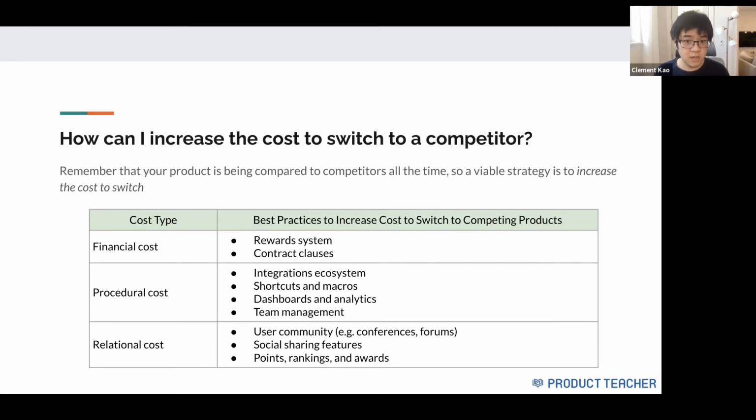And so as you can imagine, this integrations ecosystem can be a really powerful way to keep users with you over the long run because they're getting value not just out of your own product, but also out of all of the different partners that you work with. Another way to increase the procedural cost is to create shortcuts and macros within your own product, because that means that as users get more and more comfortable in using your product, they're not going to be able to take these shortcuts away with them somewhere else.